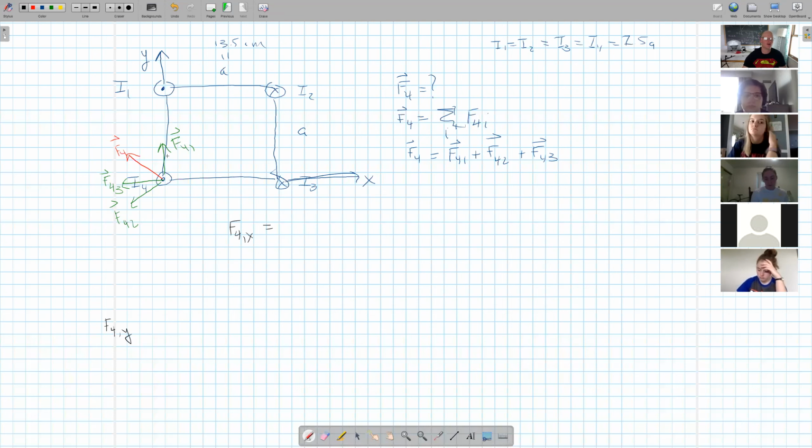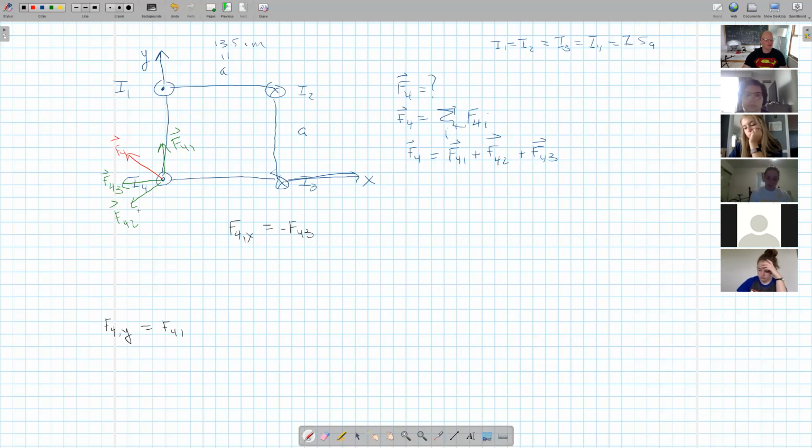First off, what we can see is F41 only points along the y direction, which means all of that force is along the y direction and points in the positive y direction. So this is simply F41 in the y direction. We see that F43 points only in the negative x direction. So I'm going to write a minus F43 here.